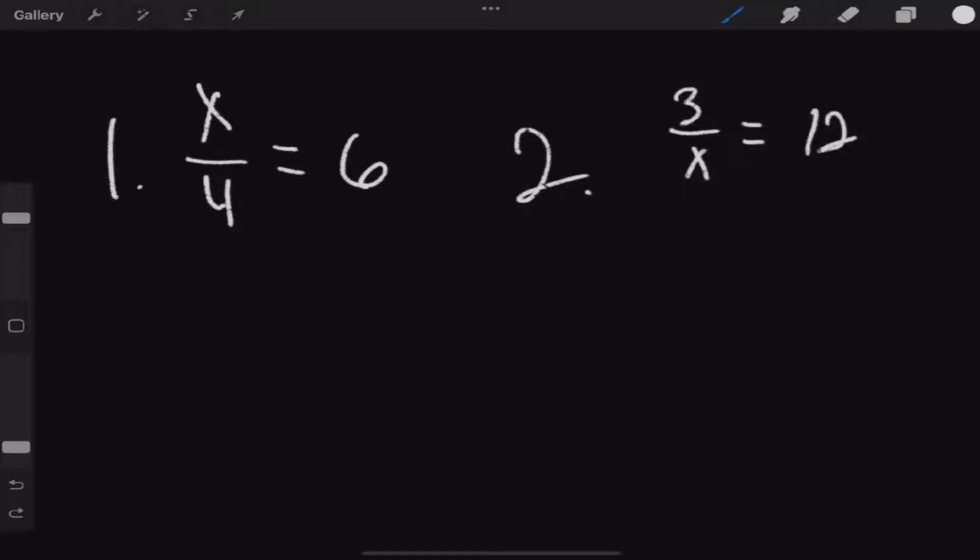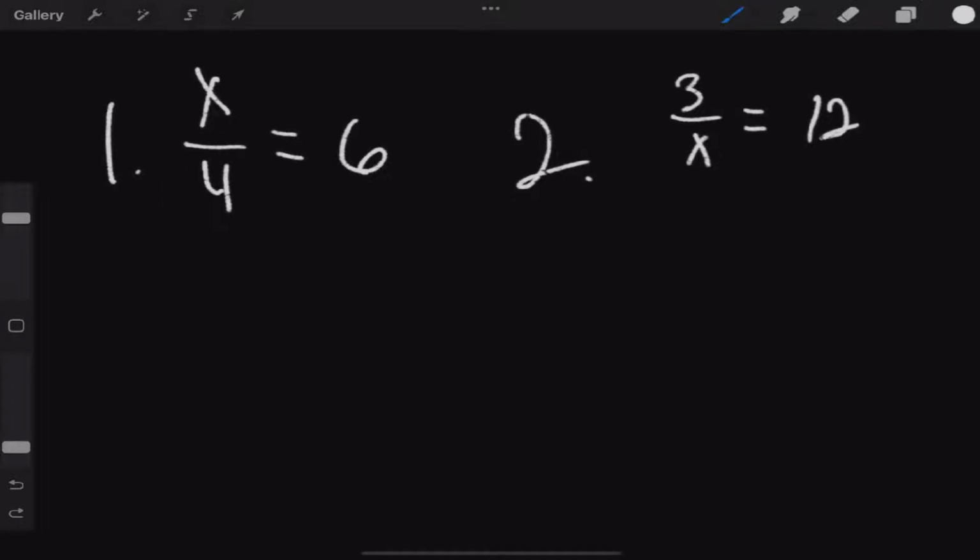Okay, so our next property of equality is going to be the multiplication property of equality. So this one obviously looks a little different, but it's probably just as easy. It just takes a tad more thought process. So obviously we have a different format, but here we see x over 4, or a fraction that says x divided by 4 equals 6.